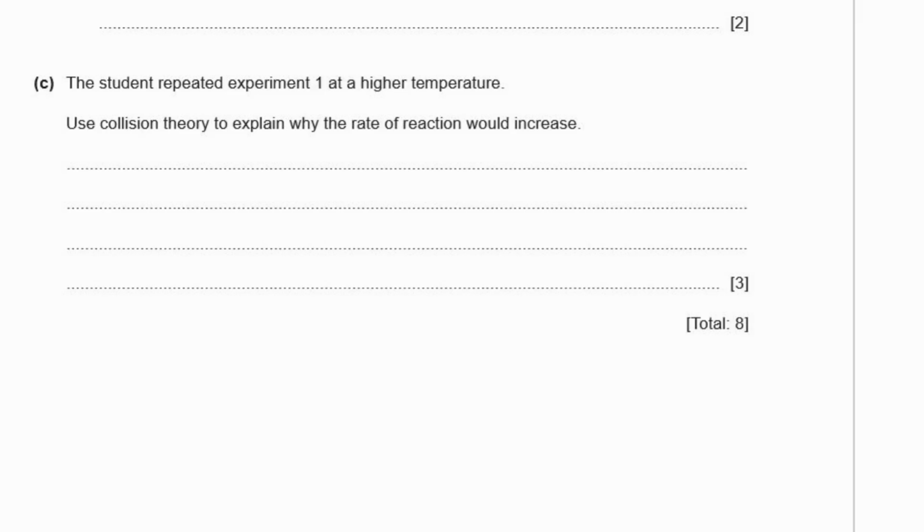C. The student repeated experiment 1 at a higher temperature. Use collision theory to explain why the rate of reaction would increase. Well, it would increase because the particles have more energy and they move faster at higher temperatures. What this means is that it increases the rate of the collisions again, and there's a higher proportion of the collisions that have enough energy to react, that have enough activation energy for the reaction.